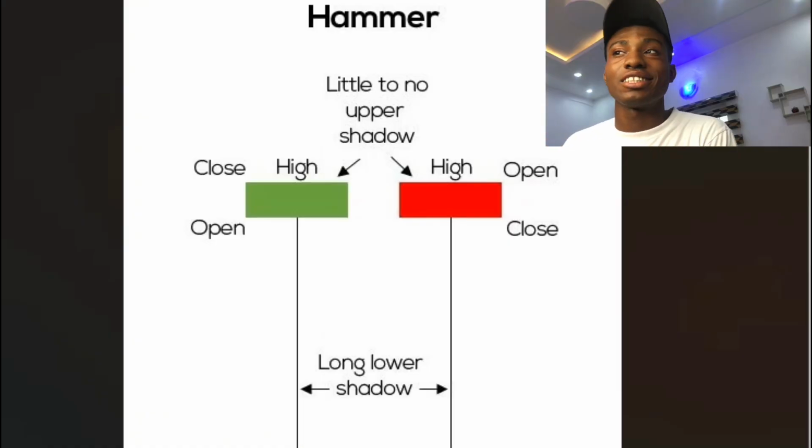Okay, so now the next candlestick on the list is the hammer. Why this candlestick is called a hammer is because it has the shape of a hammer. What this candlestick mostly signifies in the market is a reversal in a downtrend. Majorly we do find this type of candlestick in support areas of the market. Now let's go on the charts. Let me show you guys clearly.